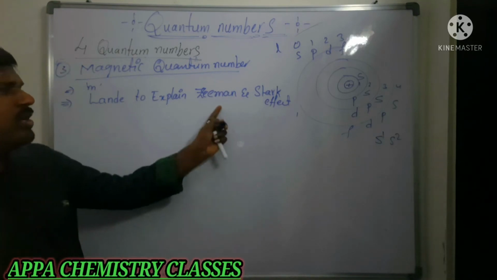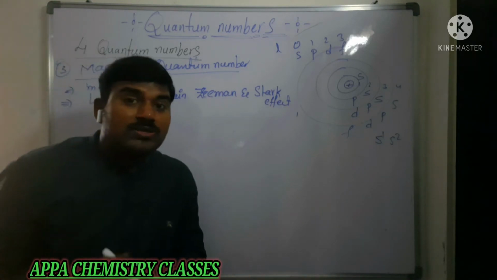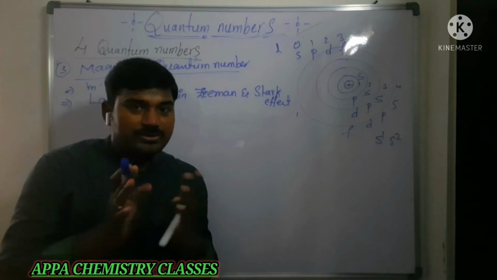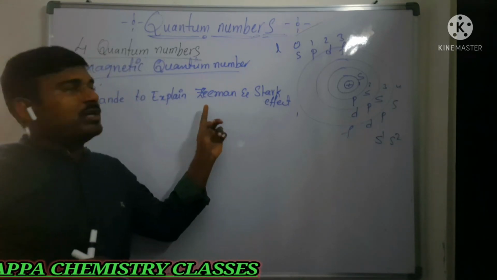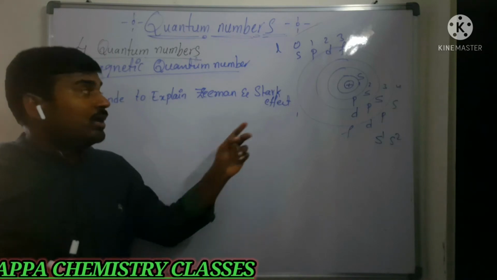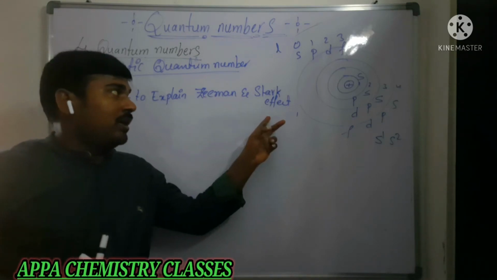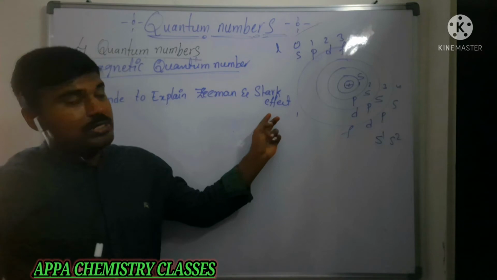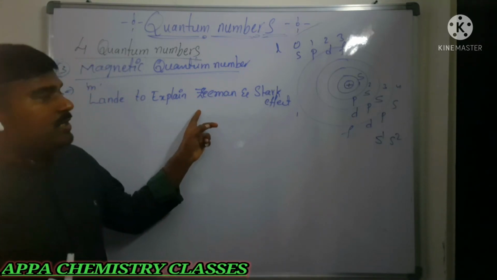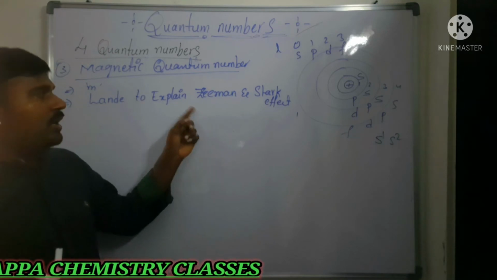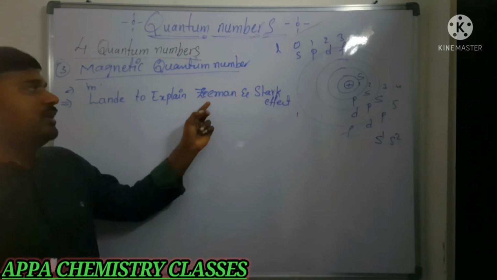Now, which quantum number? The magnetic quantum number. What is meant by the Zeeman effect? The splitting of spectral lines into finer lines in the presence of a magnetic field is called the Zeeman effect. The splitting of spectral lines in the presence of an electric field is called the Stark effect.